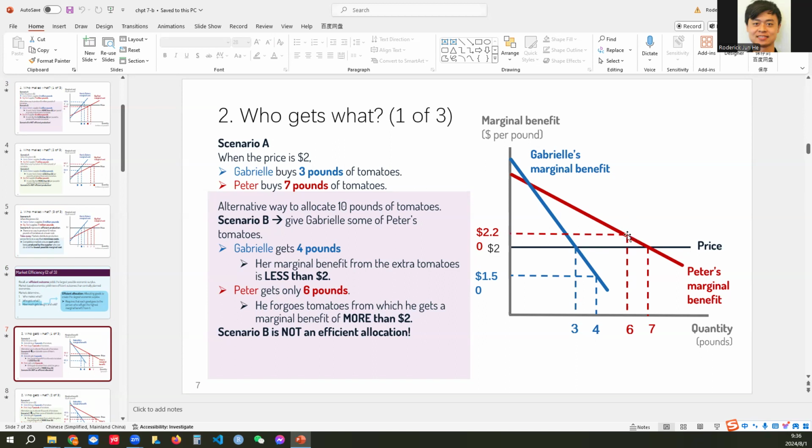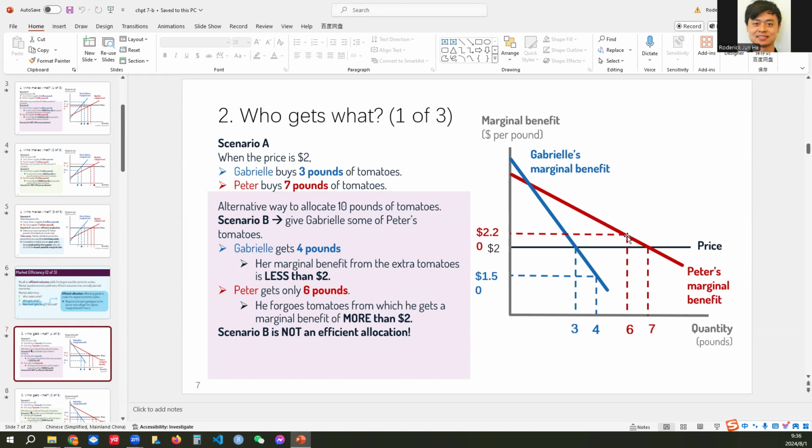That means, yes, from this transaction, I'm willing to get this at $2.2, but the market only charges me $2. Yes, it's a steal for me. But the thing is, can Peter do better? The answer is yes, right? By buying more product from 6 to 7, Peter could have been better off.